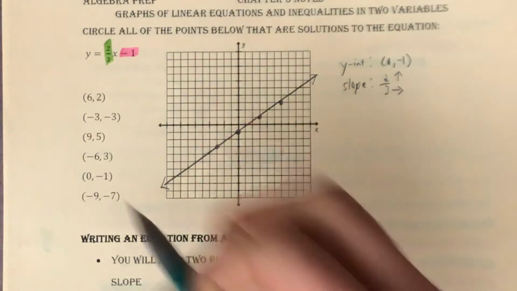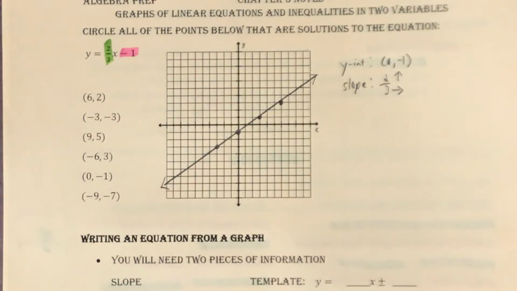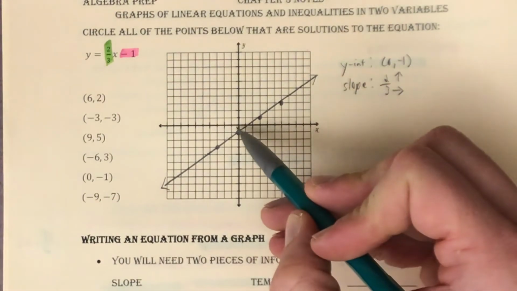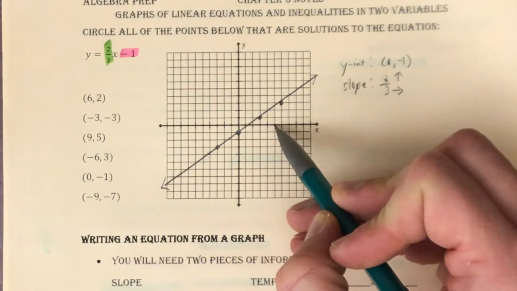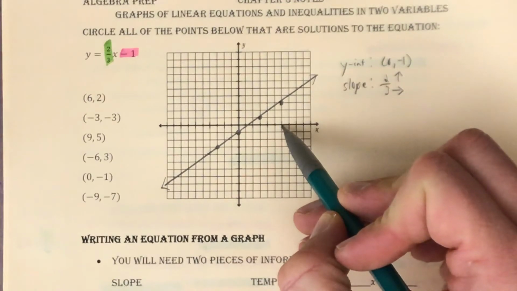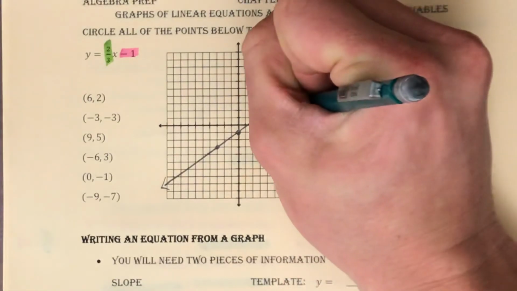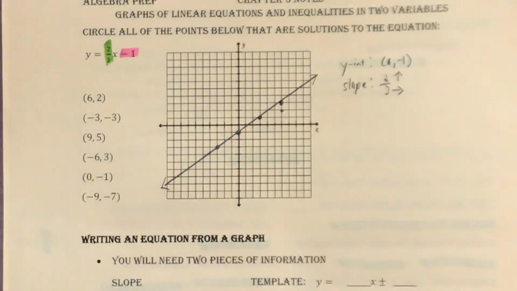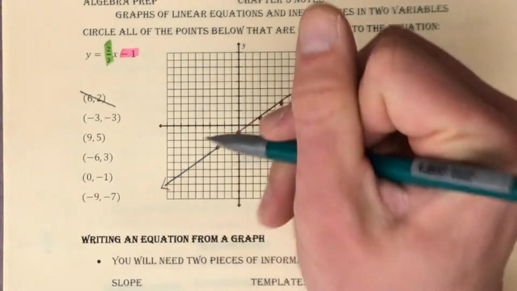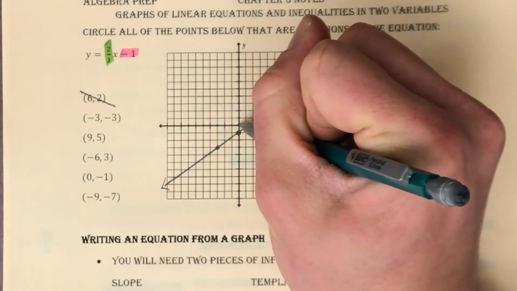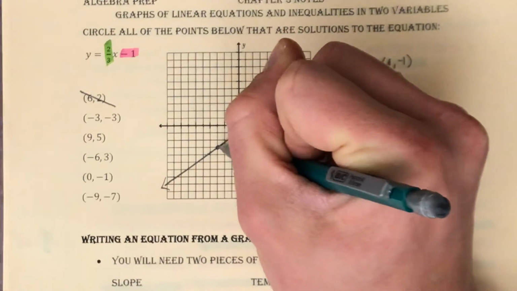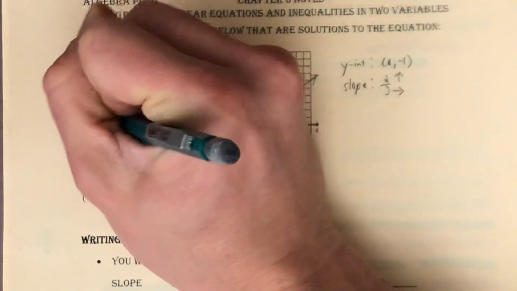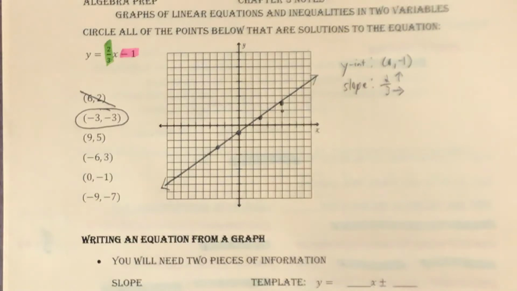So then I want to check each one of these points. Right? So 6, 2, I want to check that. So from the origin, I'm going to go right 1, 2, 3, 4, 5, 6, and then up 2, 1, 2. That point does not fall on my line. So that is not a solution. The point -3, -3. So that tells me to, from the origin, go left 1, 2, 3, and then down 1, 2, 3. That one does fall on the line. So I'm going to circle it because that is a solution.